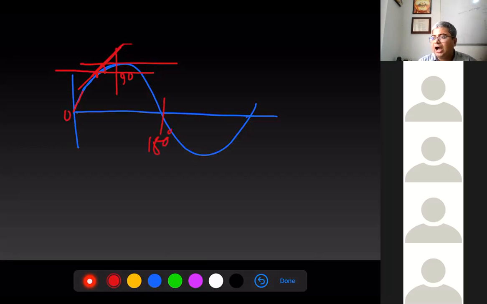180 degree means what? Out of phase. 0 degree is in phase. Okay, this one should be 270 degree, means 180 plus 90. This one is 0 plus 90 degree. And this one is 90 plus 90, that is 180 degree. And again 180 plus 90, that is 270 degree. Here also again 270 plus 90, that is 360 degree. That means within 360 degree, I am completing a total signal.